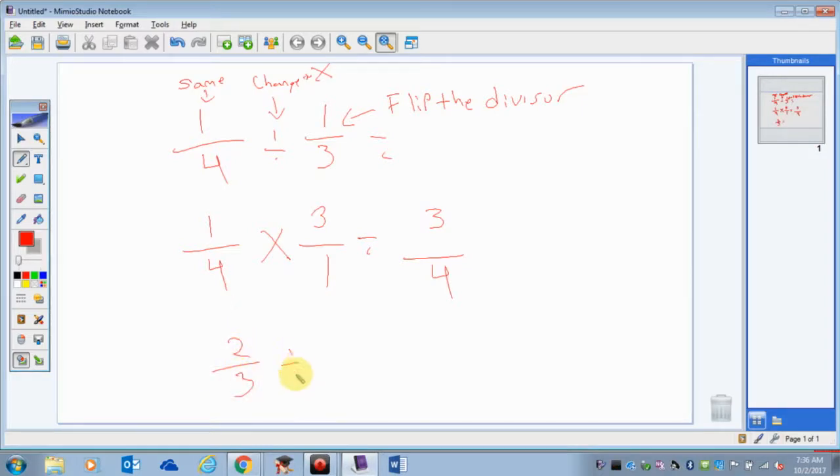2/3 divided by 3/4. So keep this the same, 2/3, change this to a multiplication symbol, multiply, and then flip this up to the reciprocal, which is 4/3. There's no cross reduction that can be done here, and you always do your cross reduction after you've changed it into a multiplication problem. We're not going to cross reduce before, we're going to cross reduce once we've changed it to multiplication. So 2 times 4 is 8, 3 times 3 is 9.